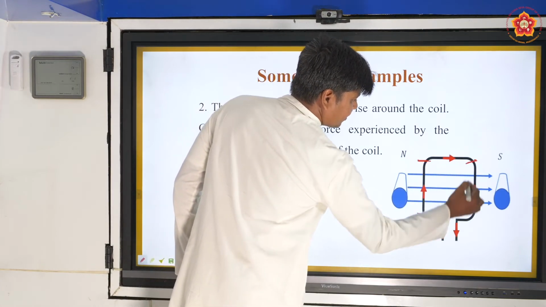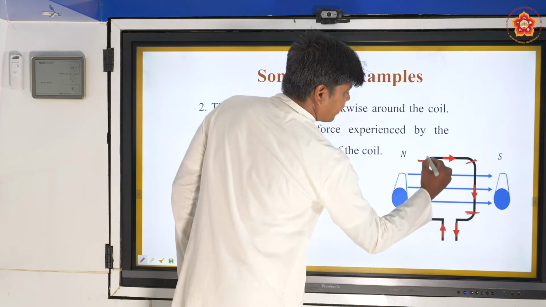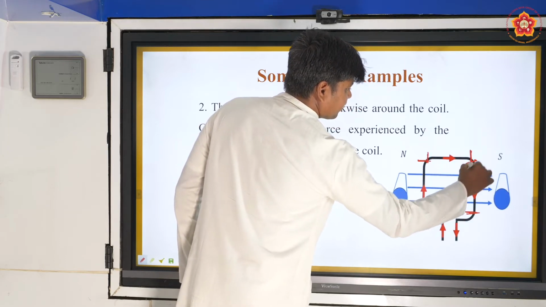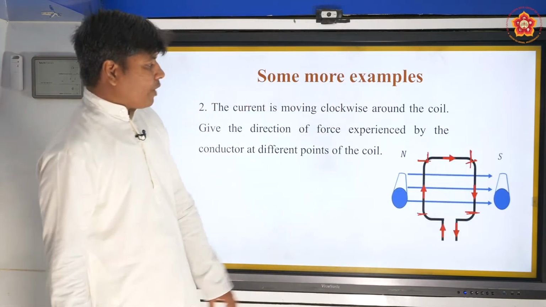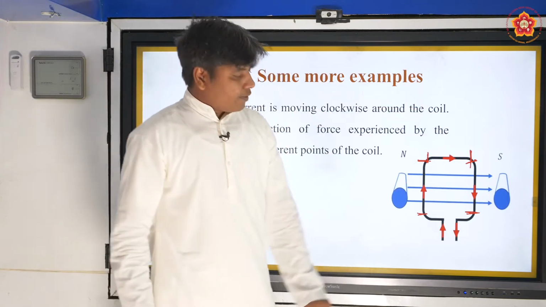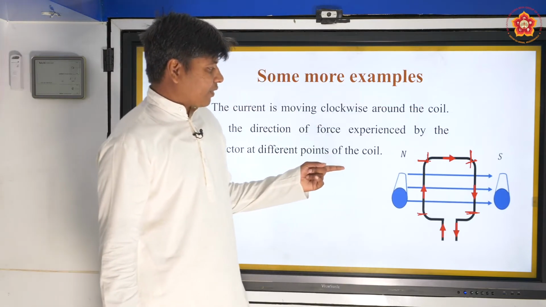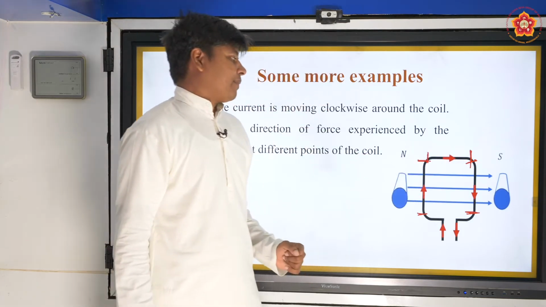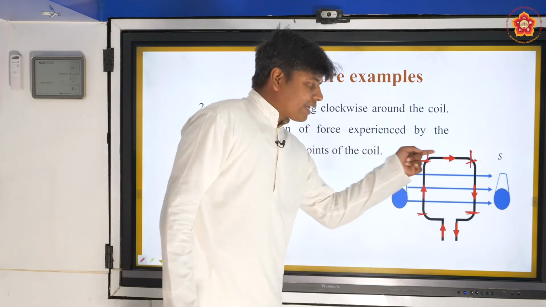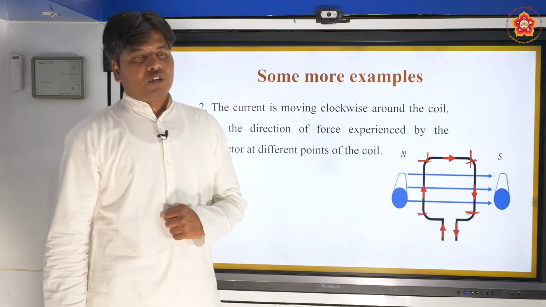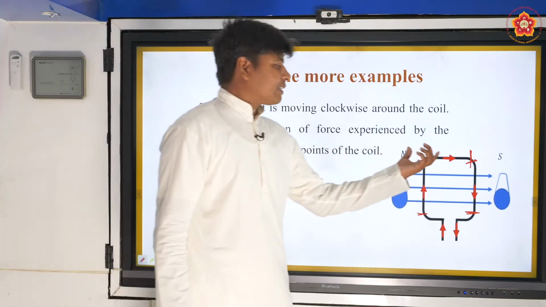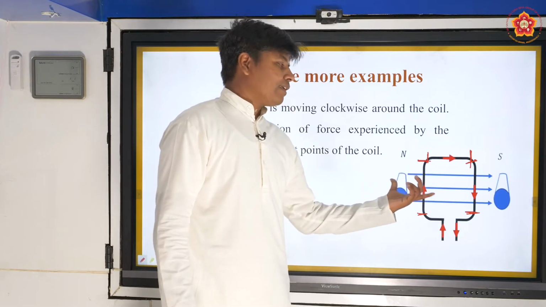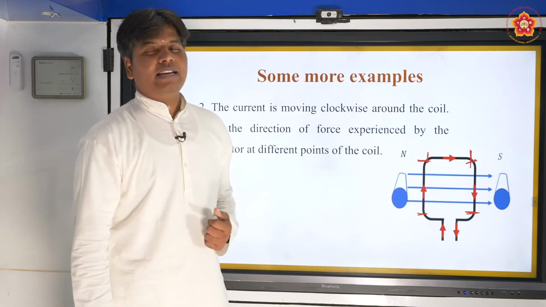Current is also uniform in this segment. Right? We can ignore this segment because you can see this magnetic field line and also the current are parallel. So the force experienced by this line, due to the external magnetic field, is negligible.